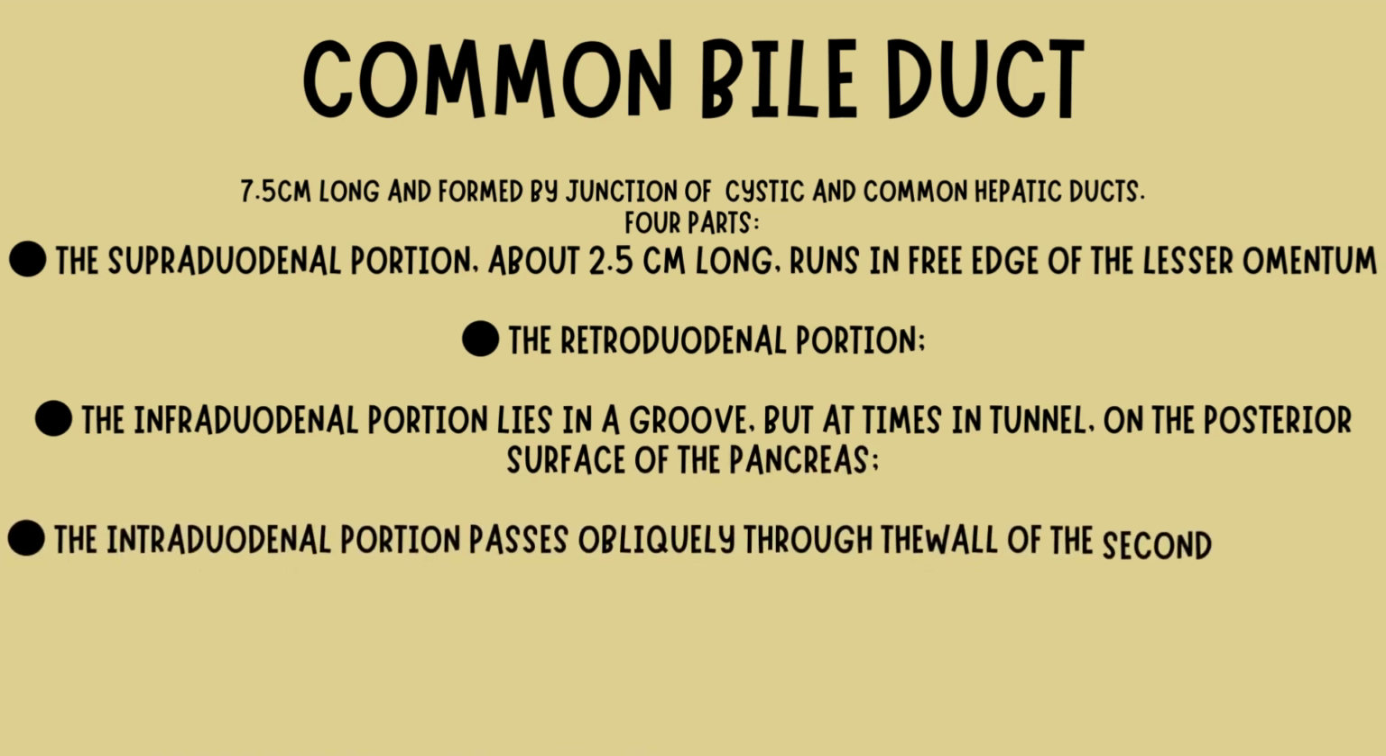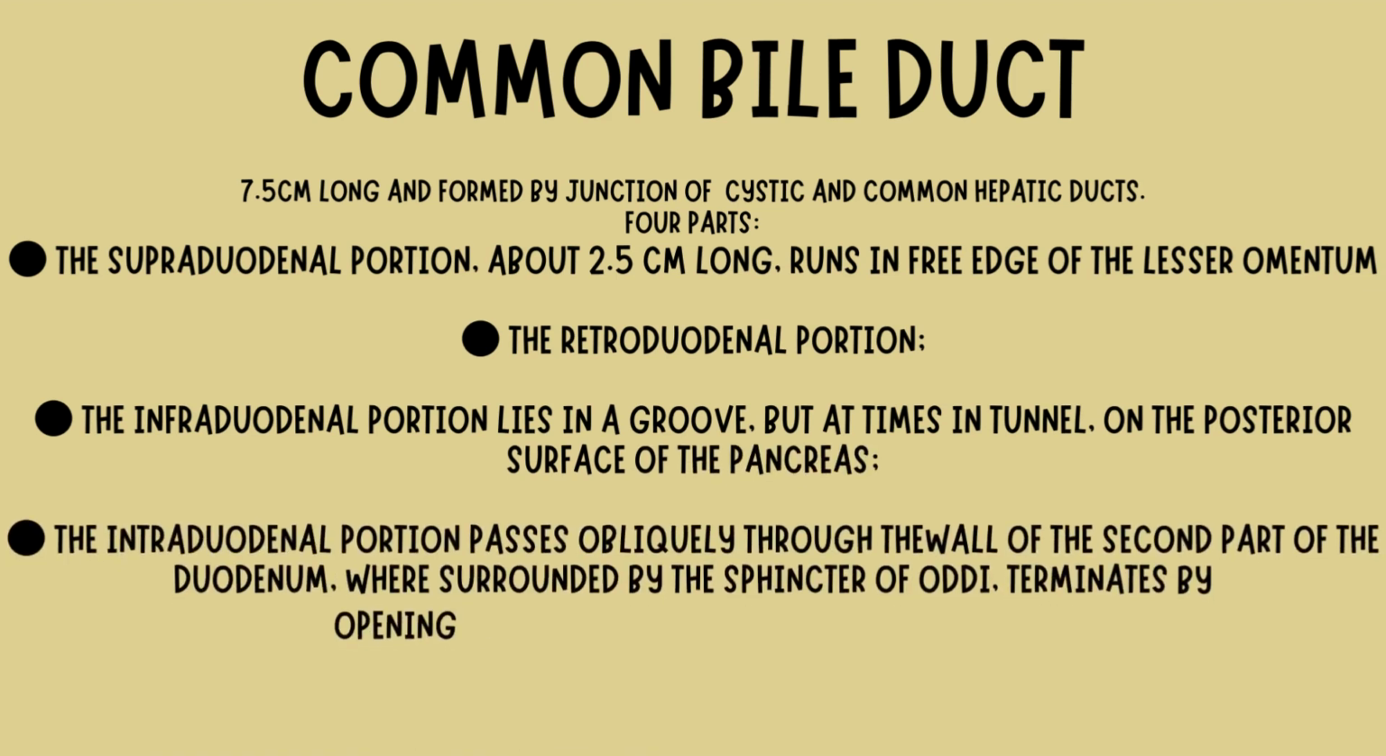The supraduodenal portion, about 2.5 cm long, runs in the free edge of the lesser omentum. Then the retroduodenal portion, the infraduodenal portion and the intraduodenal portion. The intraduodenal portion opens on the summit of the ampulla of Vater and is surrounded by the sphincter of Oddi.